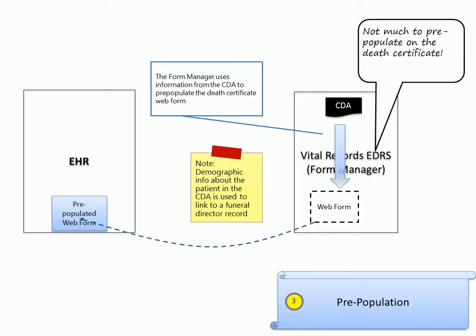Most of the pre-populated information on the death certificate includes information about the physician and the facility certifying the cause of death. Also note that demographic information about the patient on the CDA is used to link the certification information with information provided by a funeral director.